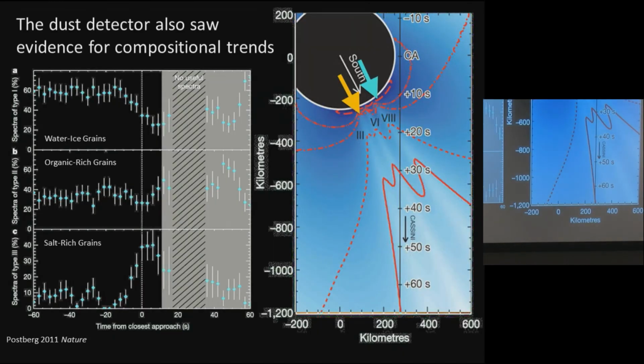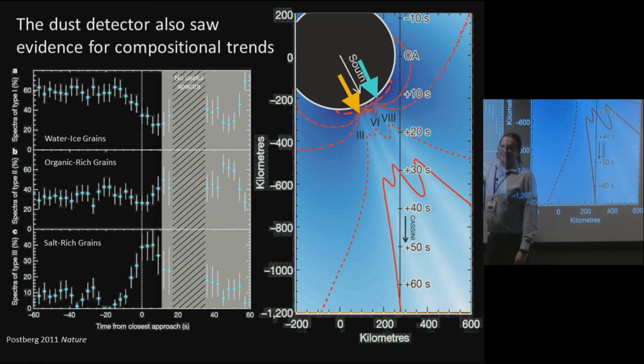The dust detector data comes from another single flyby. These are the three different types of grains: pure water, salt rich, and organic rich. This is the trajectory of the spacecraft. It started off very close to the plume and then flew up. As it entered the plume, the water ice fraction went down and the salt rich fraction shot up. That was indicating the salt rich grains are all trapped at the bottom.